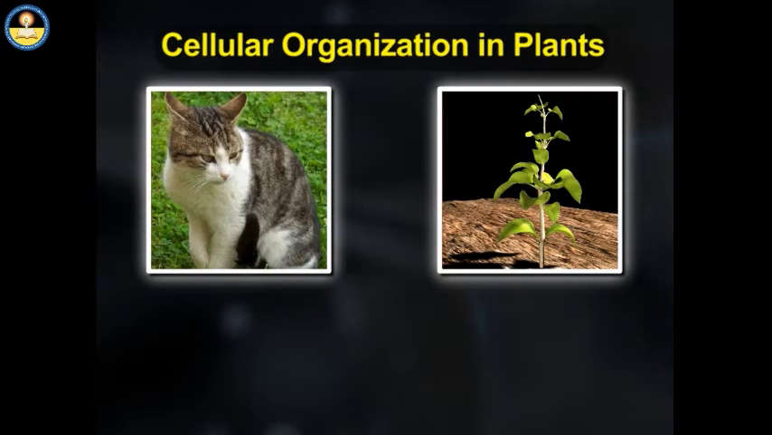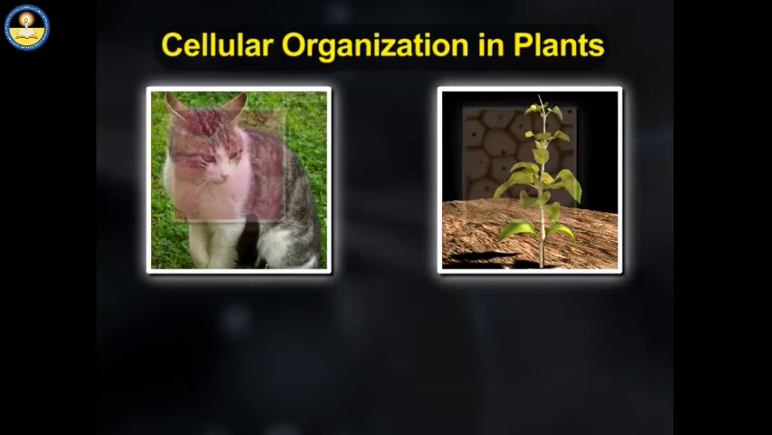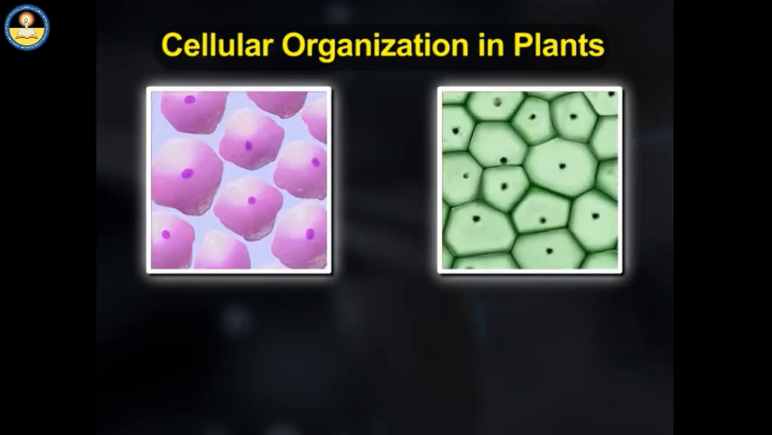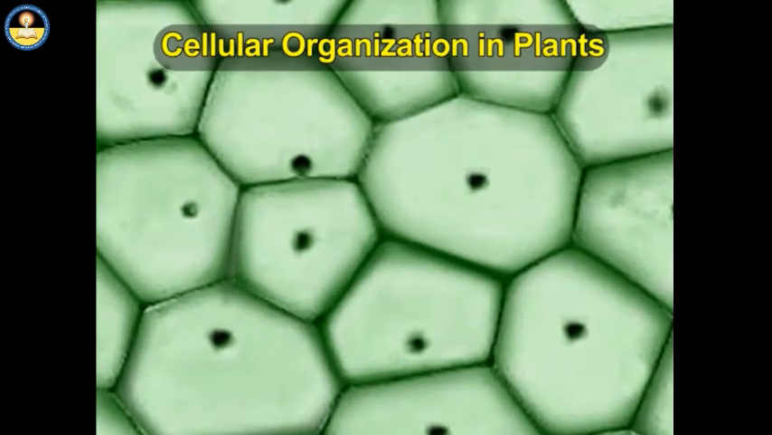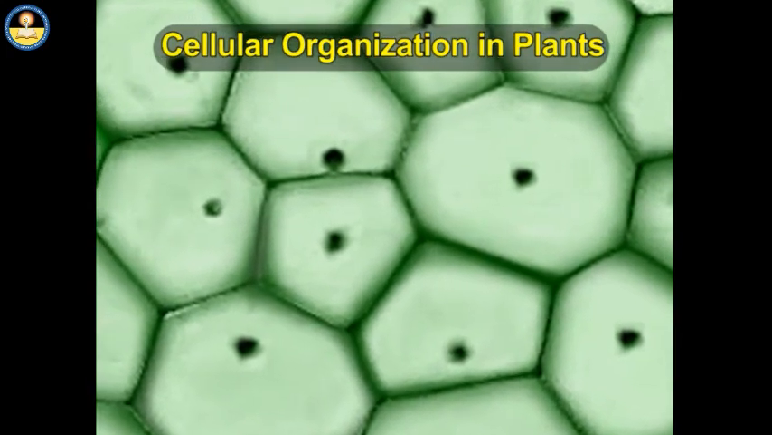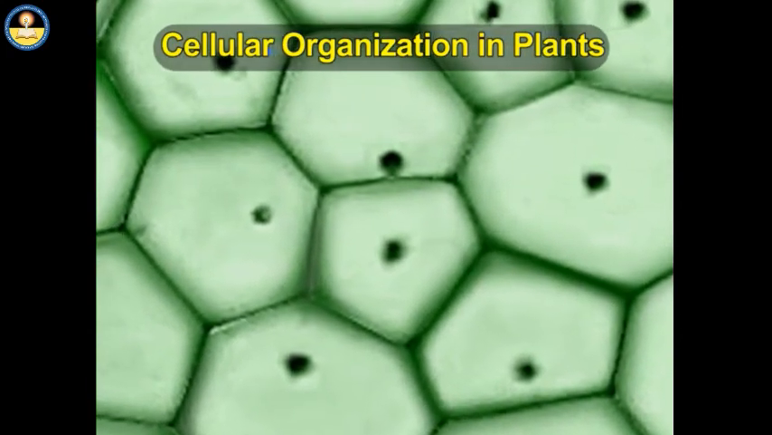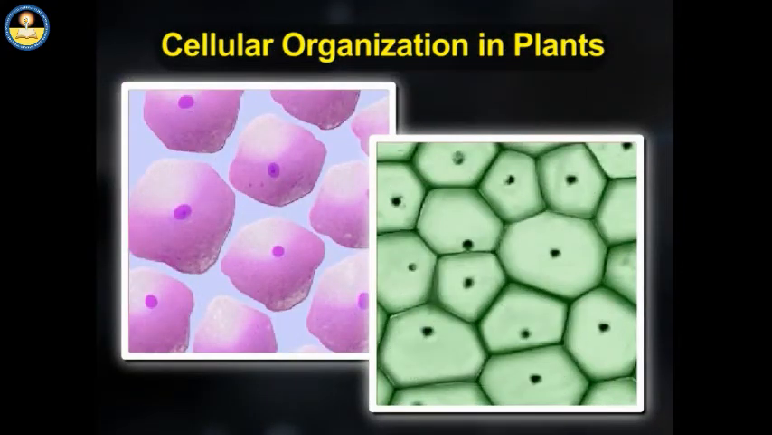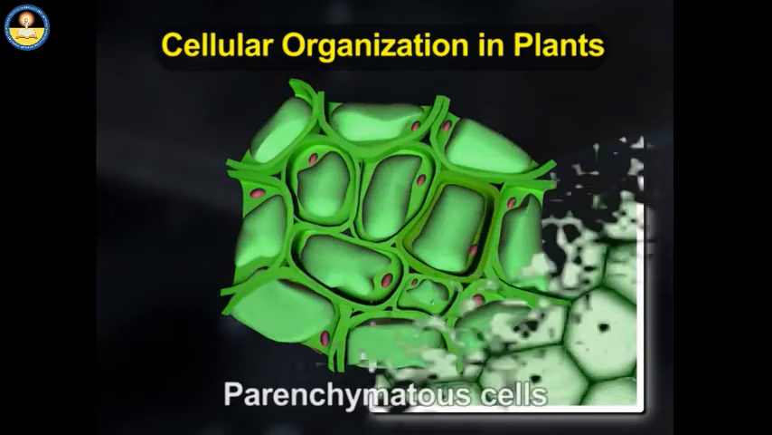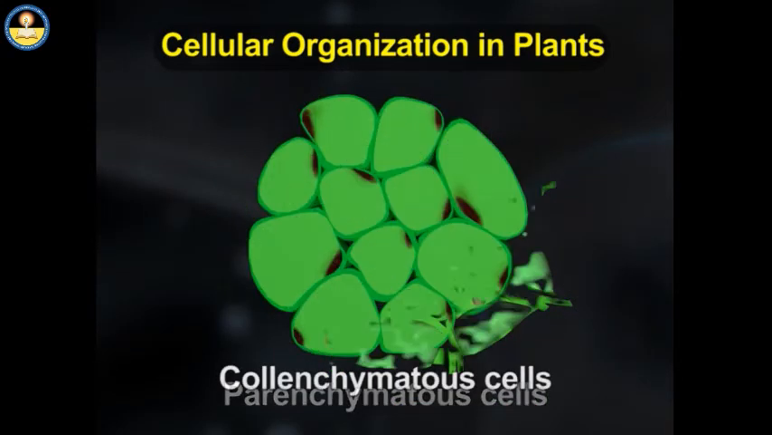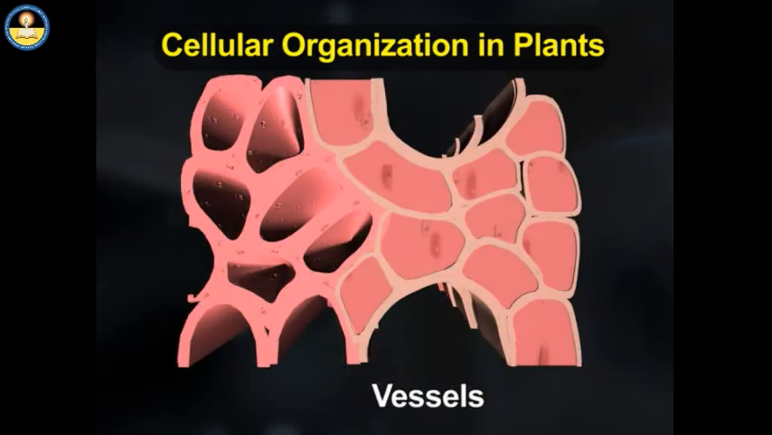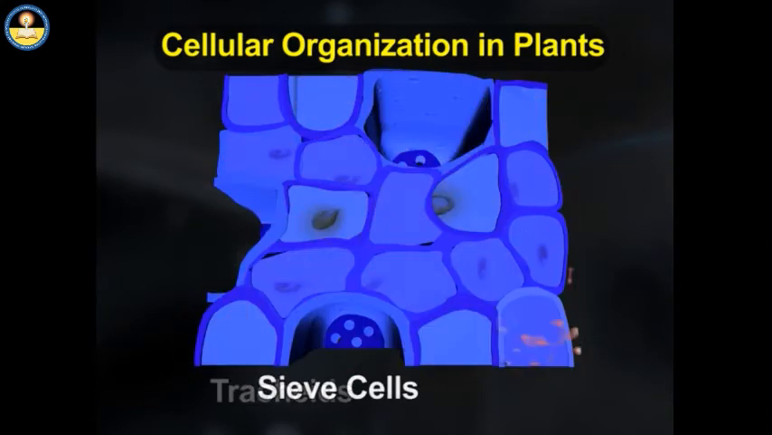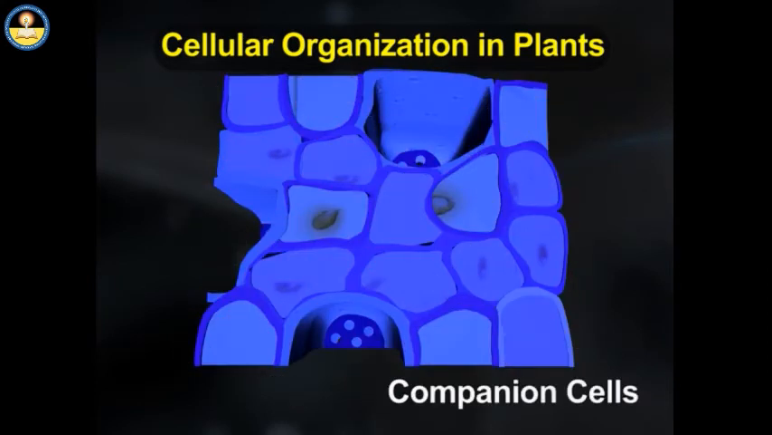Plants, like animals, have a division of labor between their different cells, tissues and tissue systems. These are plant cells. They are the building blocks of all plants. As there are various types of cells in our body, plants too have different types of cells. Parenchymatous cells, collenchymatous cells, sclerenchymatous cells, vessels, tracheids, sieve cells, companion cells, etc.